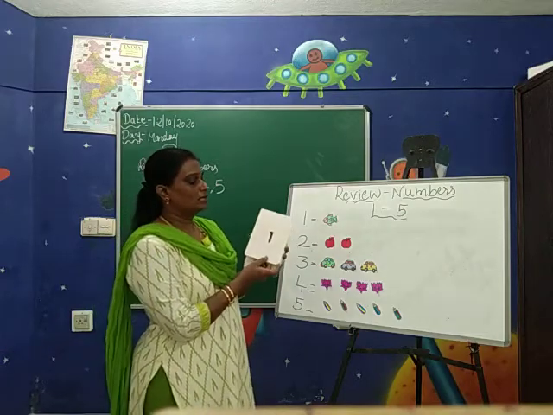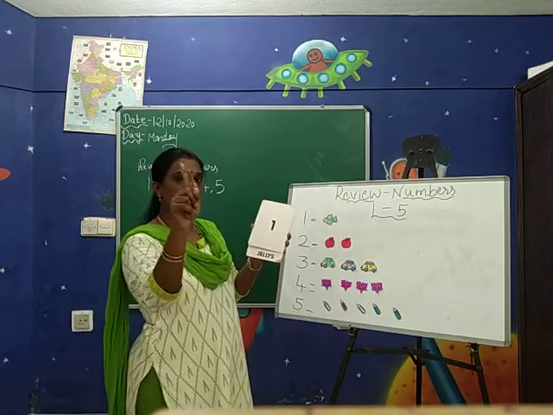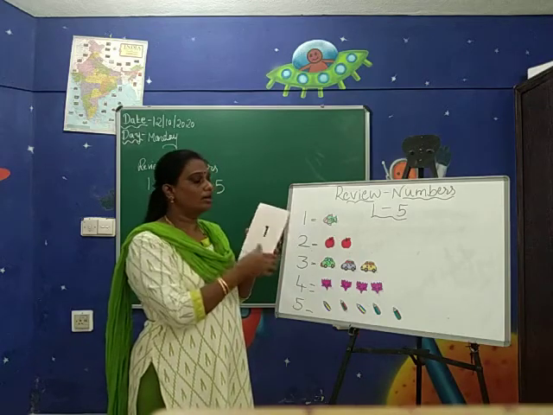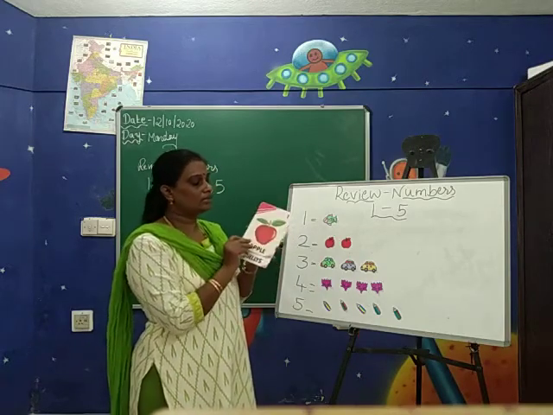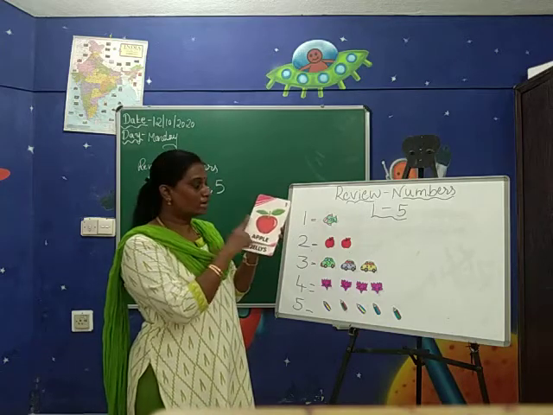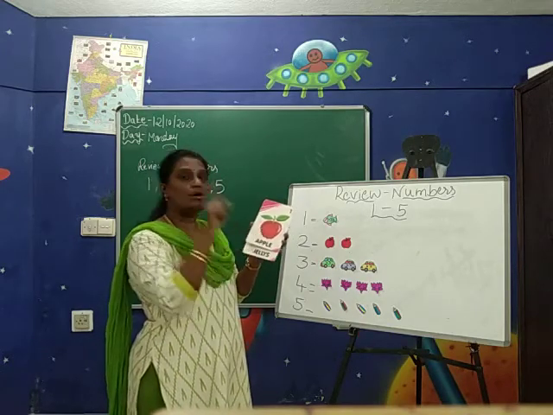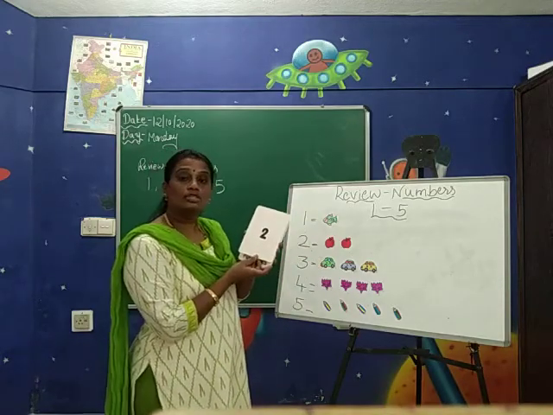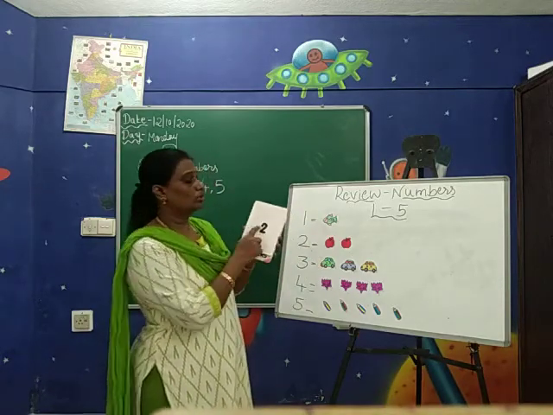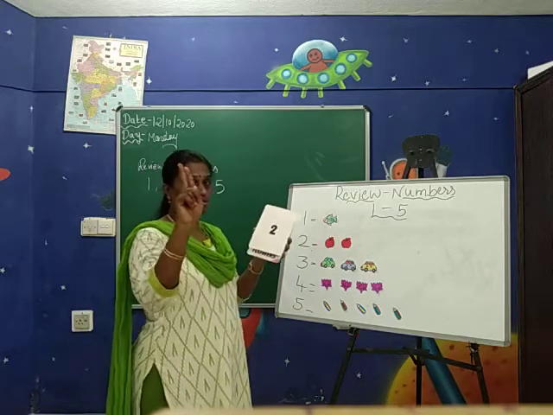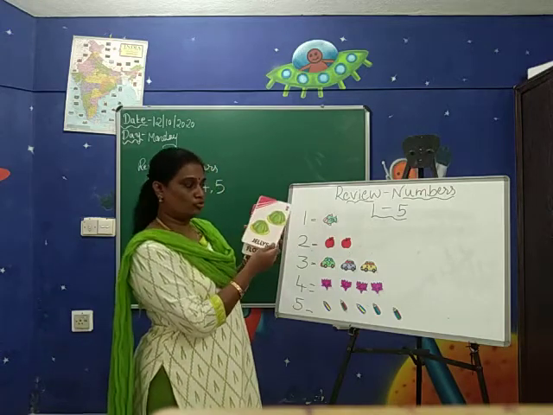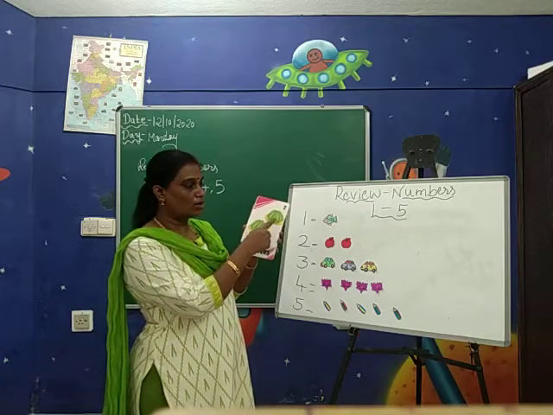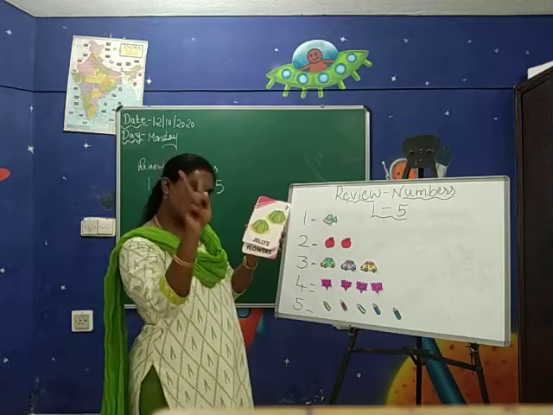Can you tell what number this is? This is number 1. 1 for 1. Can you count on this picture? 1 for 1 apple. Okay. Next. After 1, which number will come? 2. This is number 2. 2 for 2 fingers. 2 for ear. 1, 2. 2 jellies. Can you count? 1, 2. 2 for 2 jellies.